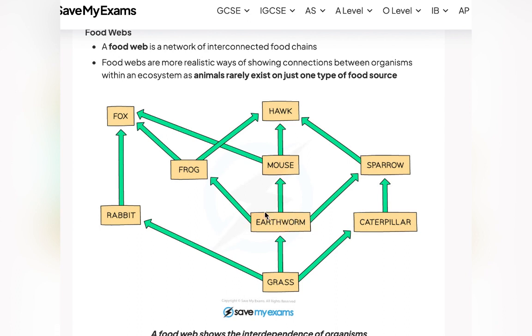And then if the earthworm is gone, the frog will have a big problem, and will also decrease or almost disappear. Okay, so you can see the role of the earthworm in the ecosystem.